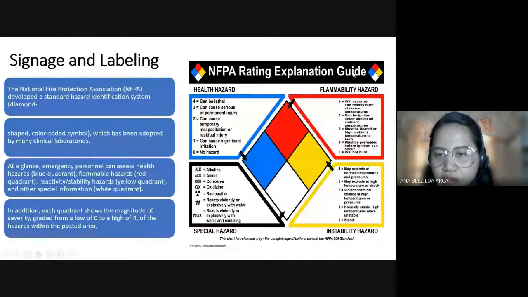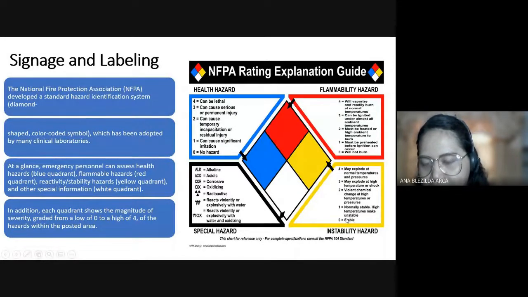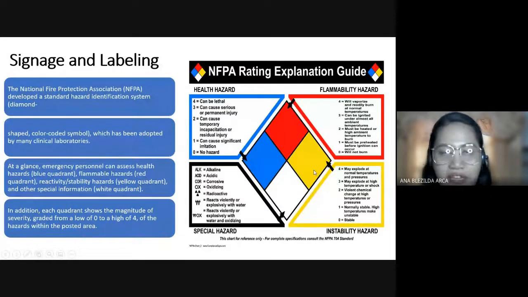0 daw siya dito. Ano ibig sabihin ng 0? Stable. Okay, so stable naman daw pala siya. So pwede mo siyang i-store indefinitely. Hindi siya yung chemical na basa-basa na lang sumasabog. Okay? Stable naman daw siya. So yun ang ibig sabihin ng NFPA rating na yan.